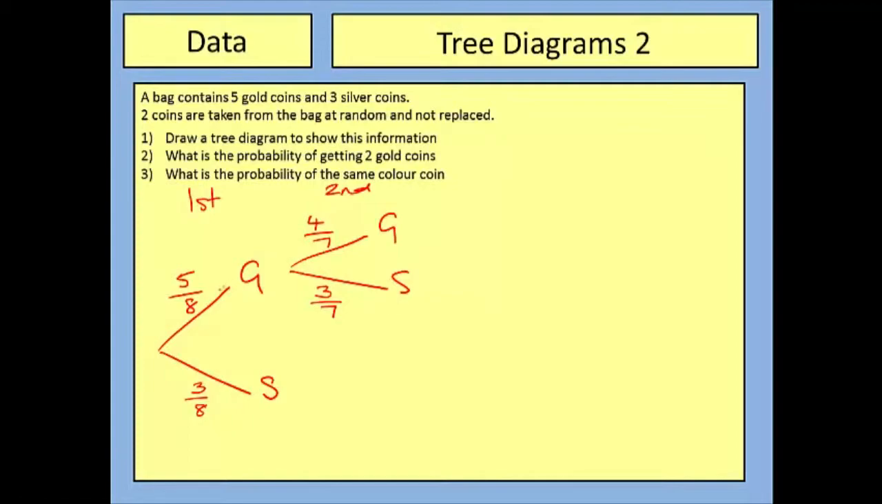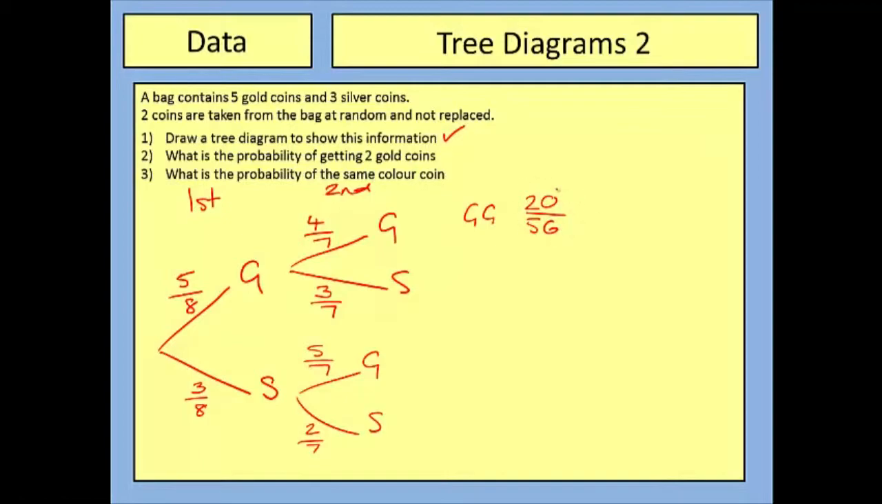If we just rewind back to the start of my tree diagram, if I'd have taken a silver first, I could still have taken gold or silver, and this time the number of golds is unaffected, so there are still 5 there, but there are 7 coins in the bag. Along this branch I've taken 1 silver out already, so there are now only 2 left and 7 in the bag in total. That's that part of the question complete. The probability of getting 2 gold coins is here, gold, gold, and that's 5 times 4, which is 20, and 7 times 8, which is 56.